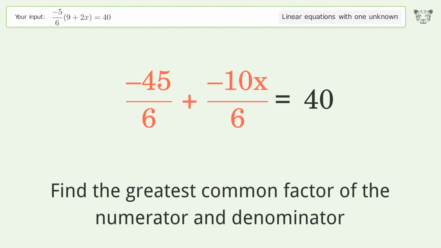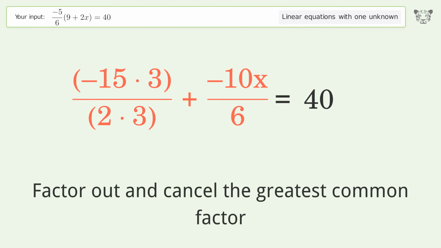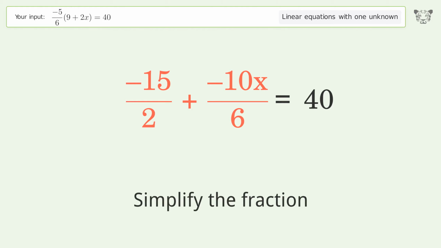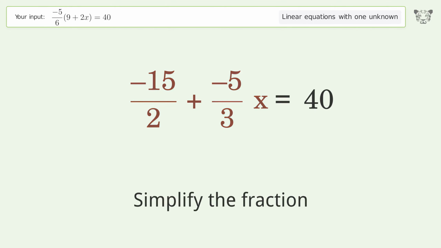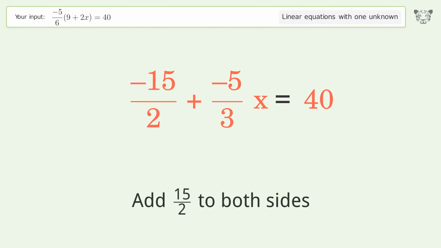Find the greatest common factor of the numerator and denominator. Factor out and cancel the greatest common factor. Simplify the fraction. Group all constants on the right side of the equation. Add 15/2 to both sides.